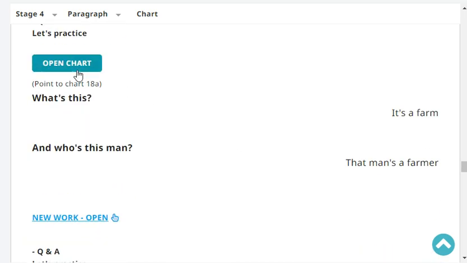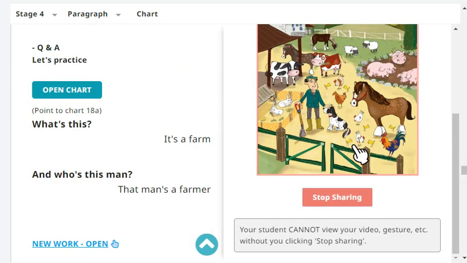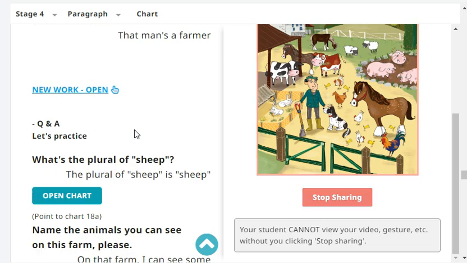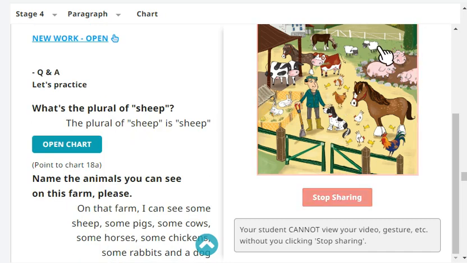What's this? It's a farm. And who's this man? That man's a farmer. What's the plural of sheep? The plural of sheep is sheep.